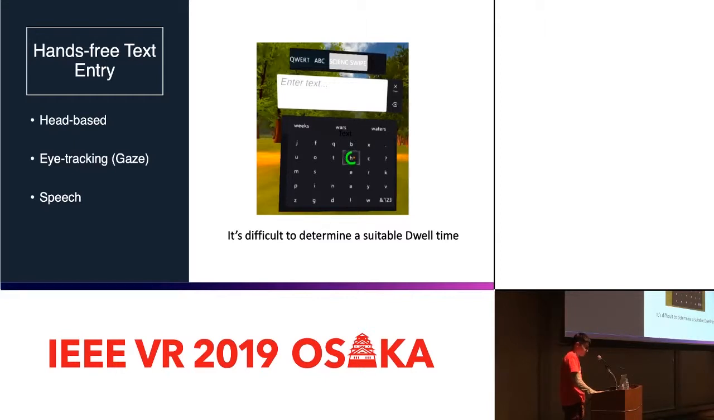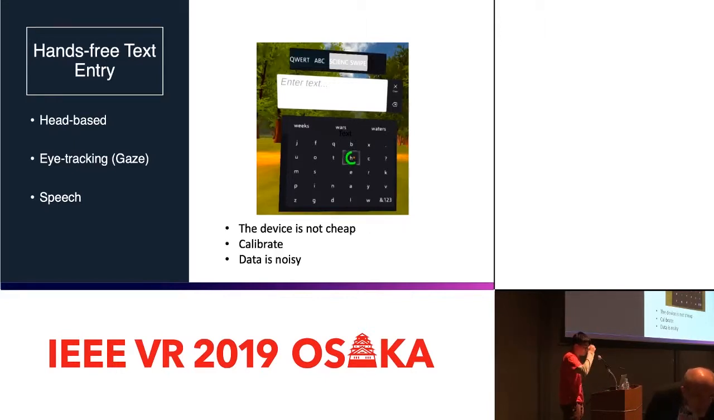And there's another issue for eye tracking. For example, an eye tracking device is not cheap, and it requires an amount of time for calibrating. And also, this is what we found during the testing. We found that using eye tracking could cause a lot of issues because of the data noise.